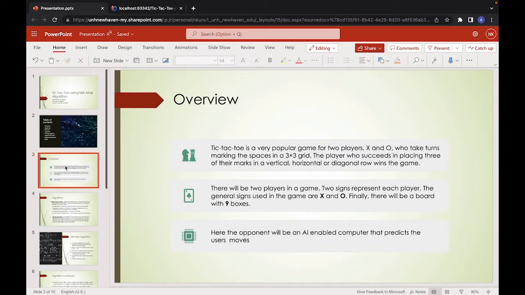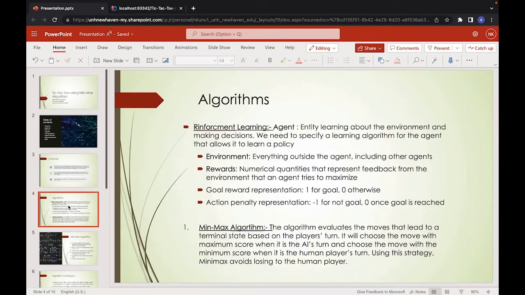The game is played between two players, and the winner is decided by having the same sign vertically, horizontally, or diagonally. A person can choose either X or O as a symbol, and if a person chooses X and has the same symbol all along a horizontal, vertical, or diagonal line, either the ascending or the descending diagonal, then he's considered the winner.